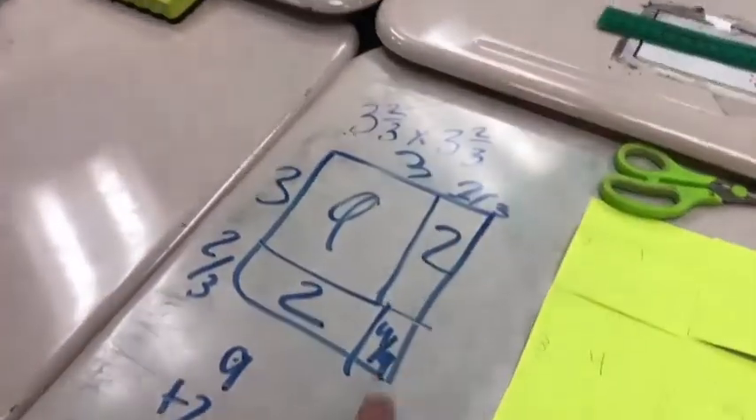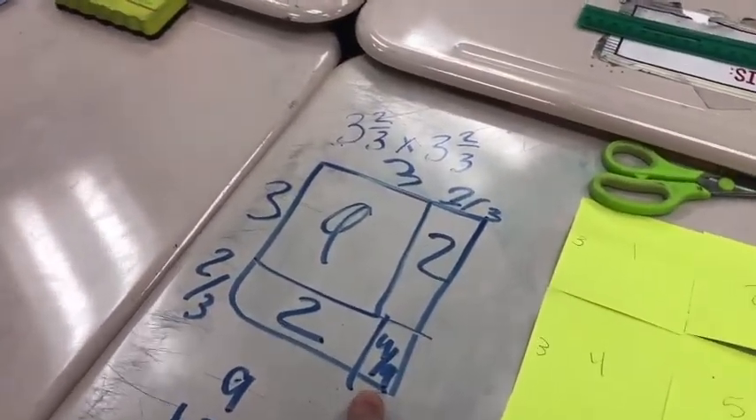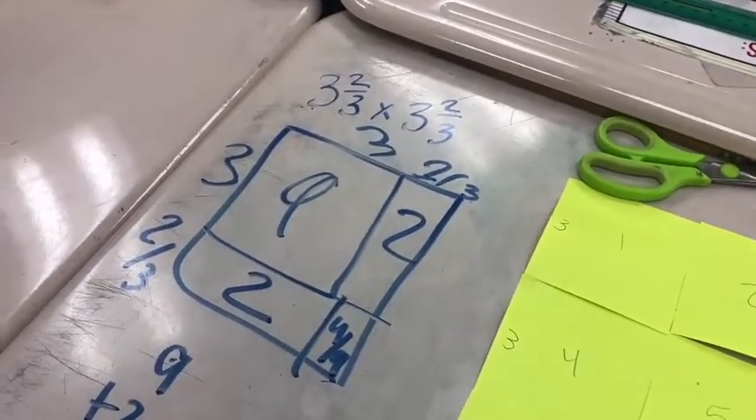And let me ask you a question. How did we come up with 4 ninths down here? 2/3 times 2/3 equals 4 ninths. 2/3 times 2/3 equals 4 ninths. Awesome.